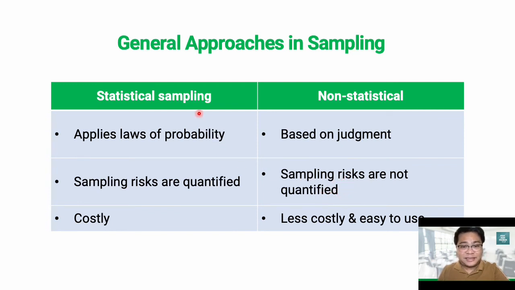Okay, so statistical sampling, since we need to use tools and we need to have a knowledge to use this, is more costly compared to non-statistical sampling, which is less costly and easy to use. So ultimately, it will depend on the auditor's professional judgment when to use statistical sampling and non-statistical sampling in performing his or her audit procedures.